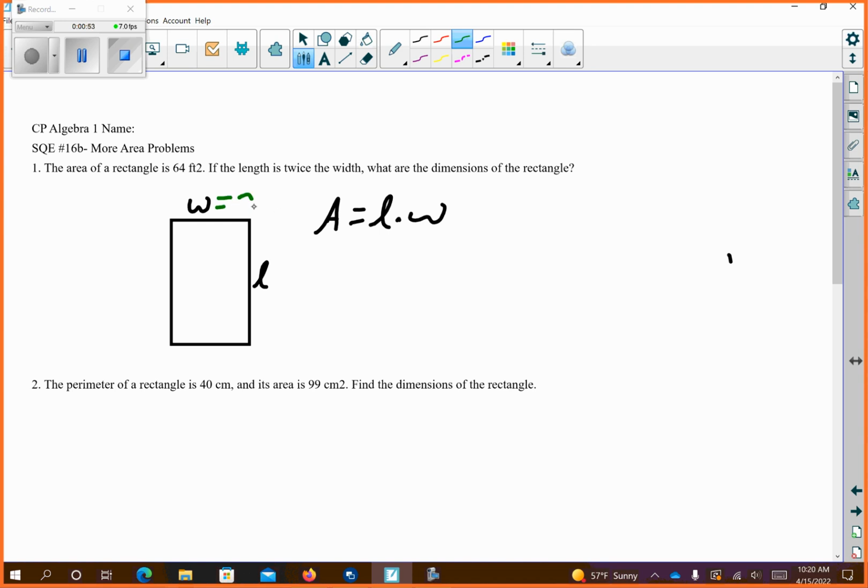And then it says the length is twice the width. Well, if the width is x, then the length is going to be 2x. Okay? Now we want to just find the dimensions of the rectangle. Well, I'm going to replace my L and W with x and 2x. So I know the area is, because it was given to me as 64, 64 is equal to x times 2x. What's x times 2x? 2x squared, sure.